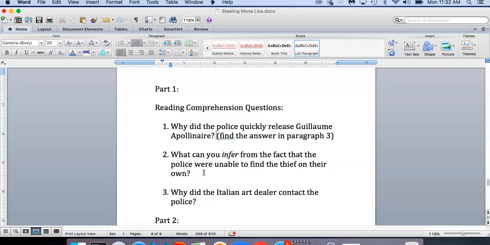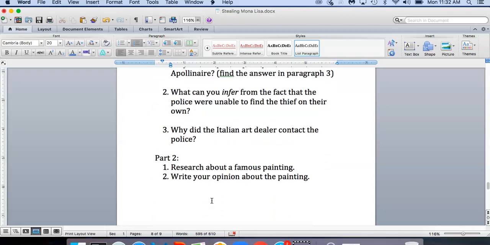So you can infer from the police side or the criminal side of things. The last question is, why did the Italian art dealer contact the police?